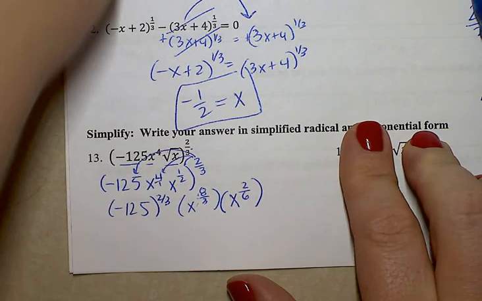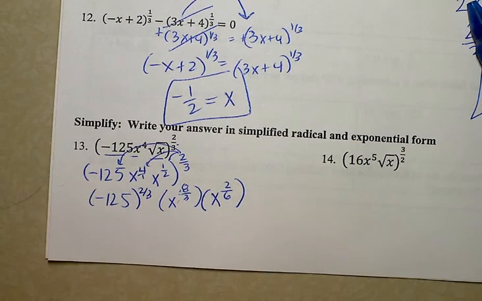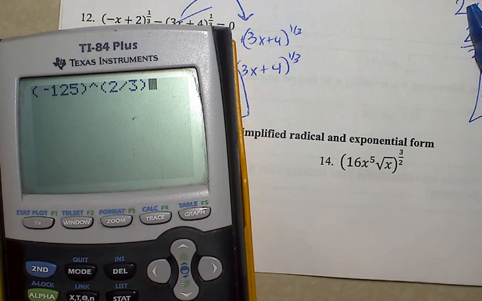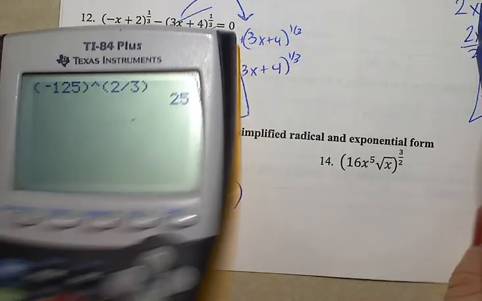So what number times itself 3 times gives you a negative 125, and then square that number. But if not, let's grab a calculator. Maybe you're stressed, it's at the test, you just need a little extra help. You're going to plug in that first term, negative 125, make sure it's in parentheses, raised to the 2/3 power. You end up with 25, okay? So that's this part, 25.